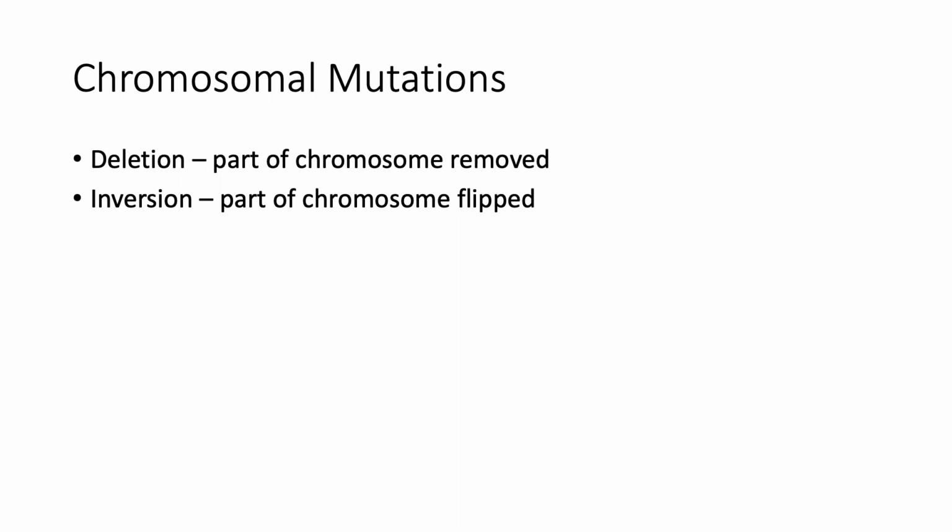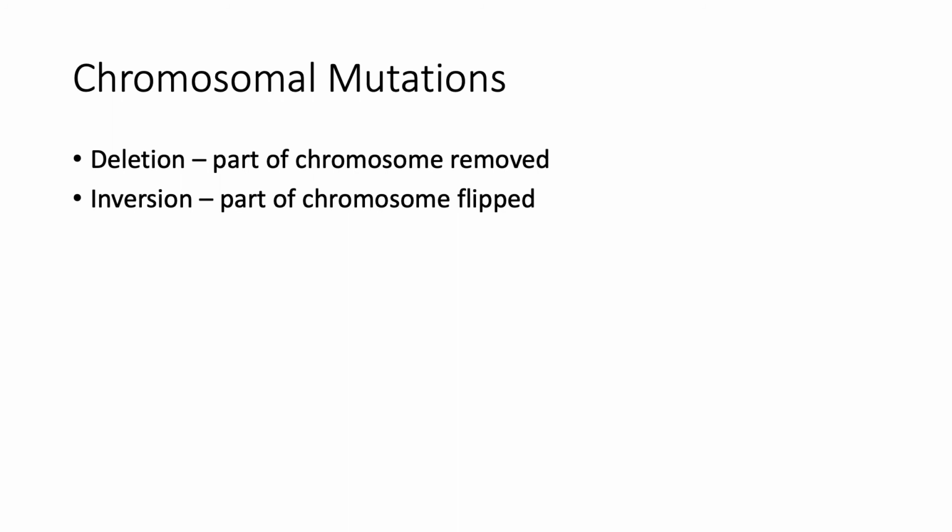So all those diseases I just showed you were caused by just a few mutations. But there can also be mutations that affect large swaths of a chromosome or even more than one chromosome. The first one is called a deletion, which is when a part of the chromosome is deleted. There are also inversions, which is when a part of the chromosome is reversed.